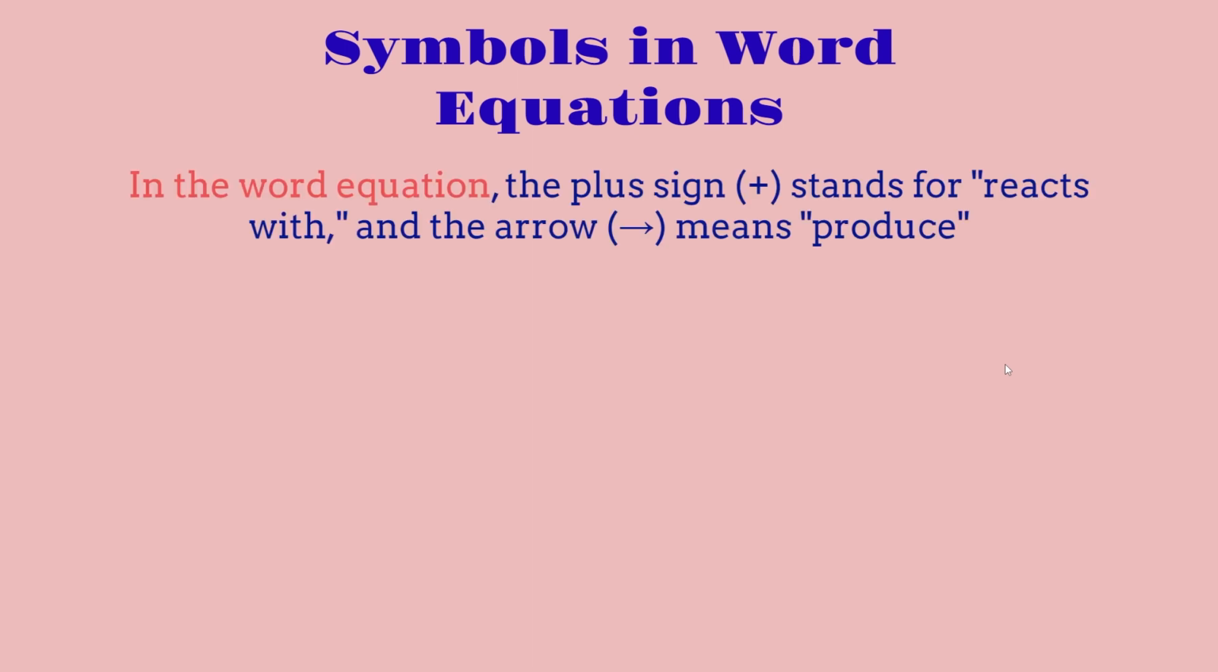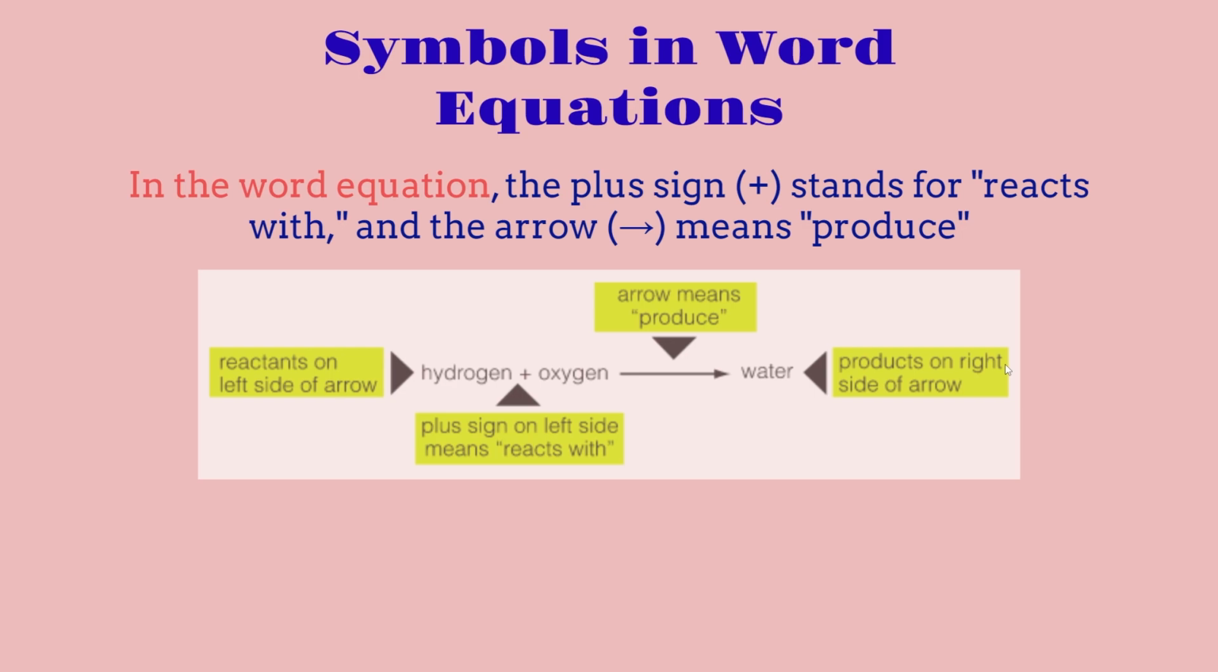So moving on, now we can also add symbols inside of our word equations. So inside of this word equation, there's multiple different symbols that we can find. One of them is the plus sign, which means reacts with. So one type of element reacts with another. And then there's also an arrow, which means to produce. So if we look at this picture here, we can see that hydrogen plus oxygen, one of the symbols is the plus sign, which means hydrogen is reacting with oxygen or oxygen is reacting with hydrogen. And then this arrow means both of these, hydrogen plus oxygen, are producing water.